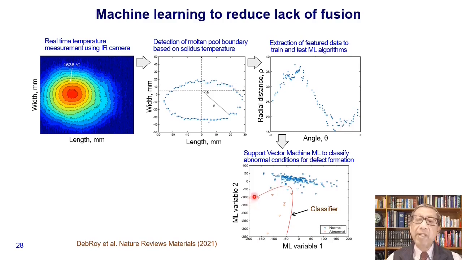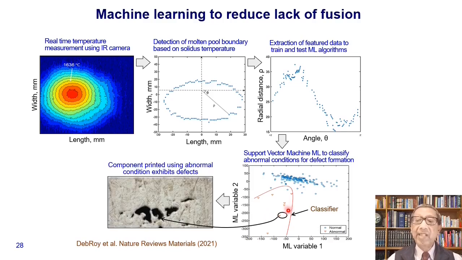So the boundary for that separation is this red line. So above this red line, there is no lack of fusion detected, and within the left side of that red line, we have different cases of lack of fusion. We take a few points, section it, and actually observe whether or not there is lack of fusion. So this is also a very effective way of reducing lack of fusion.